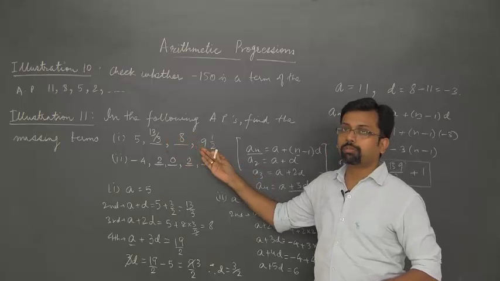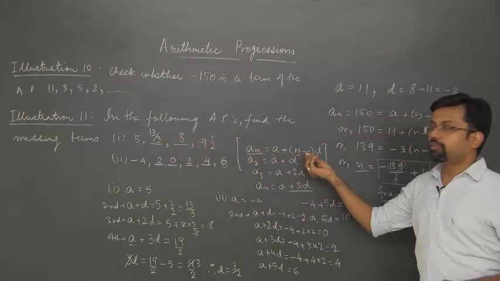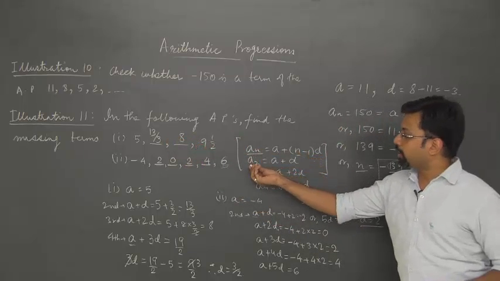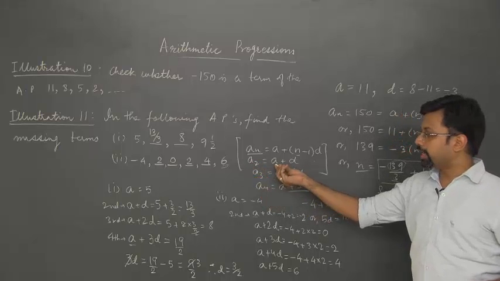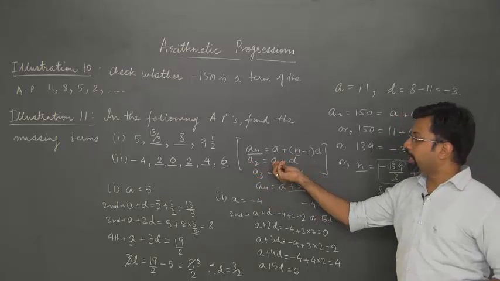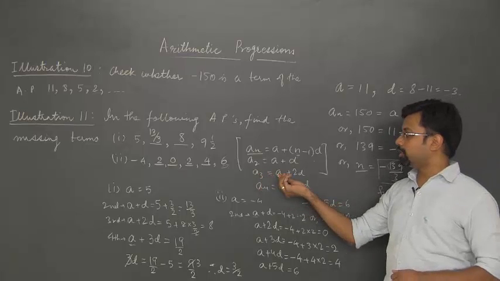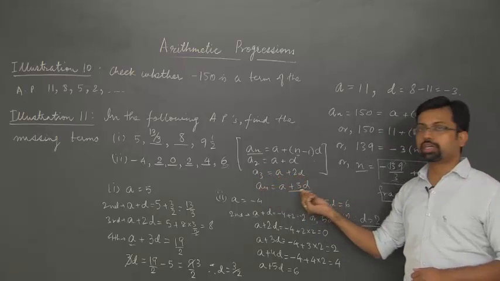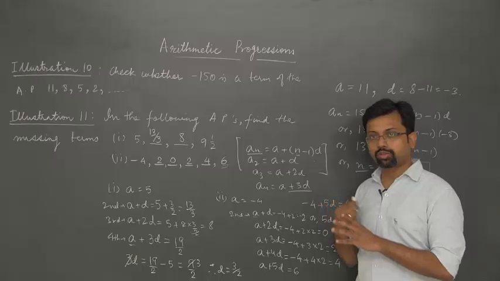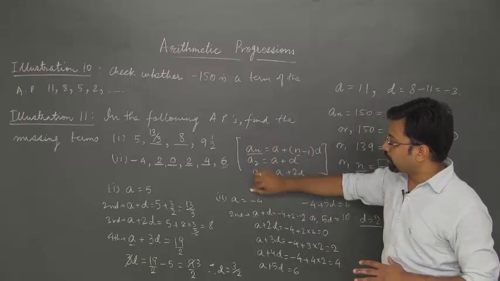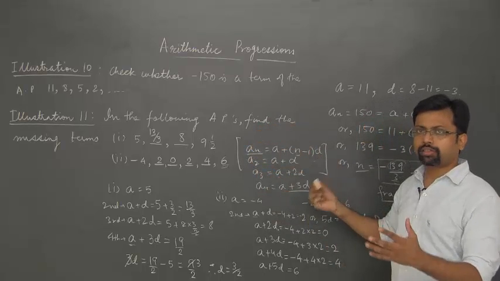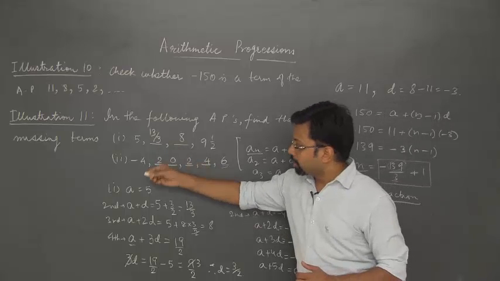We have two missing numbers. Using the general formula for the nth term, we can calculate the second, third, and fourth terms as a plus d, where a is the first term, a3 is a plus 2d, a4 is a plus 3d, and so on and so forth. So this is how you get the nth term and the second, third, fourth term, etc.